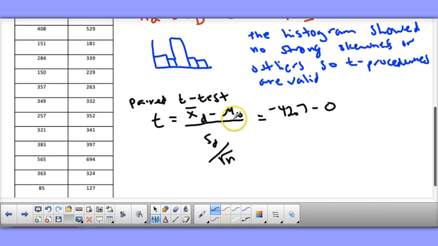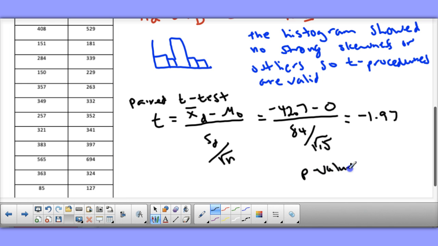But most of the time, this hypothesized difference will be 0. And our standard deviation was about 84, and our sample size was 15. So if you do this, you should get a test statistic value of negative 1.97 and a p-value of 0.0346 if we do this on our calculator. So let's go to the calculator and see that.